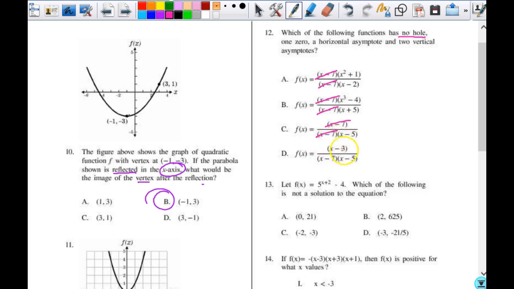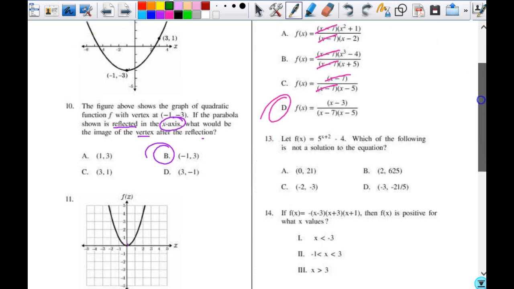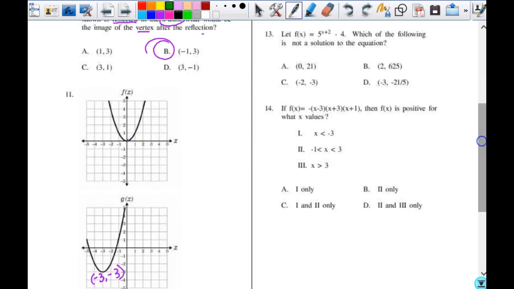X minus 3, there's only 1, 0 there, so my answer is D. Alrighty, number 13. Let f of x equal 5 to the x plus 2 power minus 4. Which of the following is not a solution to the equation?